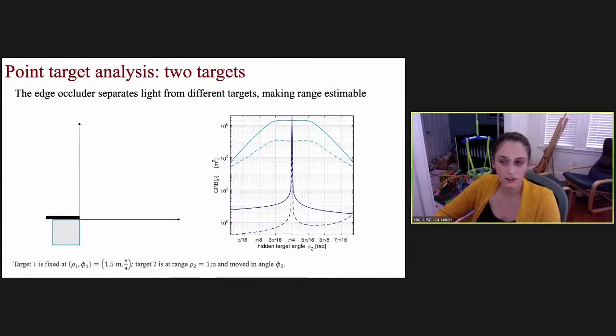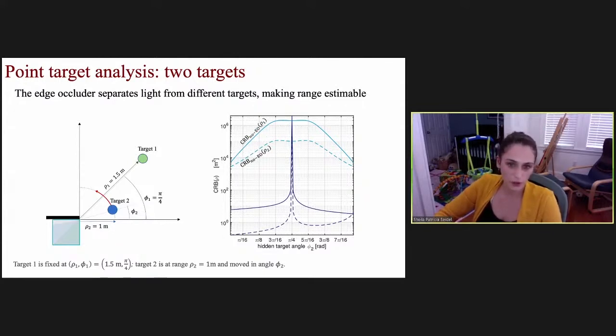The story actually changes a little bit when we have a more complicated scene with multiple targets. Here, the edge occluder separates light from different targets, making range easier to estimate when we have our edge in place. So here, we're going to fix one target at a range of 1.5 meters and at an azimuth of pi over 4. Our second target we'll fix at 1 meter, and this one will sweep an azimuthal angle phi 2. On the right, I'm showing the Cramér-Rao bound for these two targets' unknown ranges. The top two curves are when we have no edge in place. And you can see, as predicted by the last slide, that it's more difficult to localize the further target.